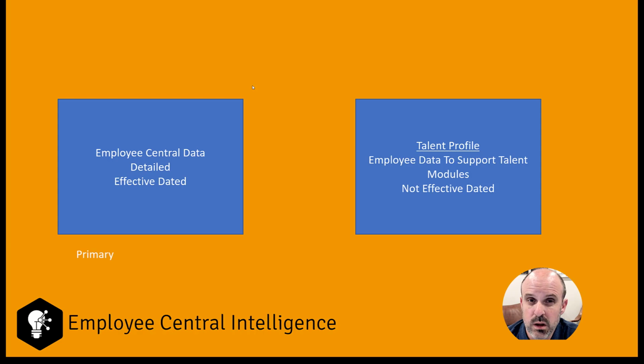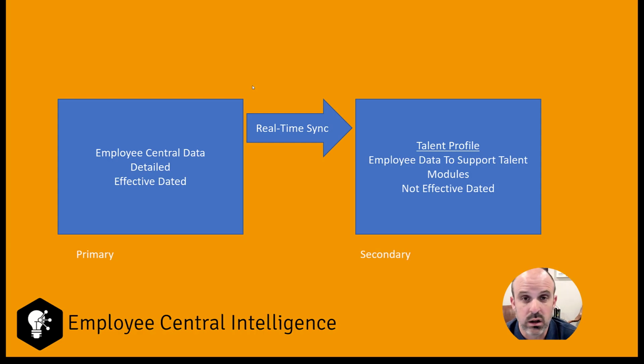One thing to keep in mind here is that because Employee Central is the system of record now for all of this data, this is the new primary. This is what will drive what shows up in talent profile. Talent profile is the secondary in this case. So with that, how do we get these things to stay in sync? Well, there's two ways that this happens. Both of them really are integral to the process.